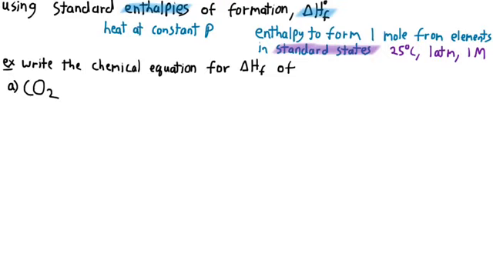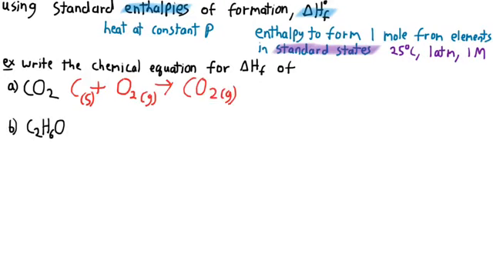For example, what would be the equation for the energy to form 1 mole of CO2 from its elements? That's delta HF. So we're going to say, well, CO2 is made out of carbon and oxygen. Carbon comes as a solid and just one of them. Oxygen comes as a gas and it's diatomic at 25 degrees Celsius and 1 atmosphere. And it makes CO2 and is balanced.